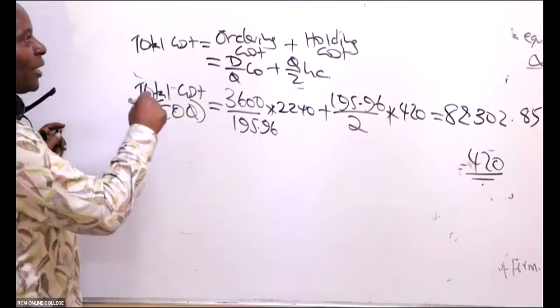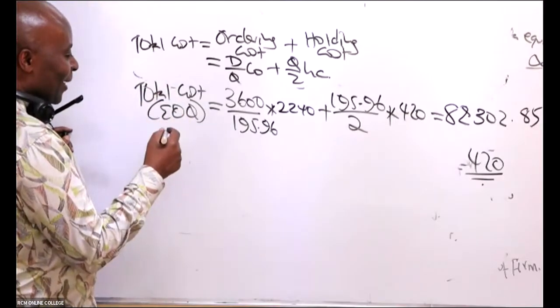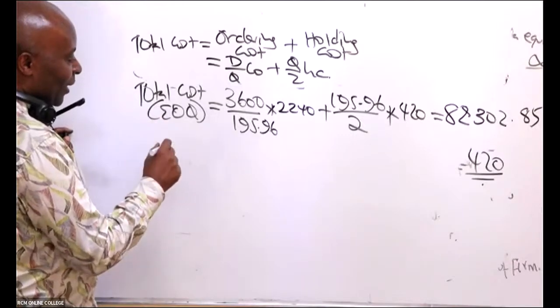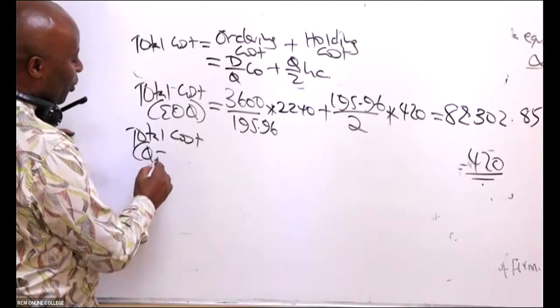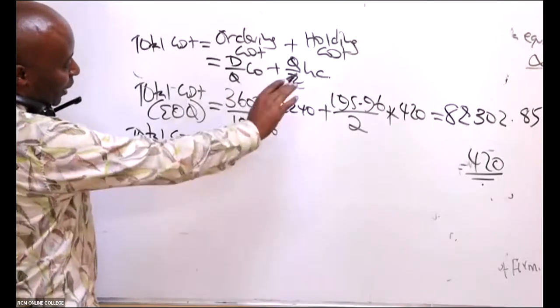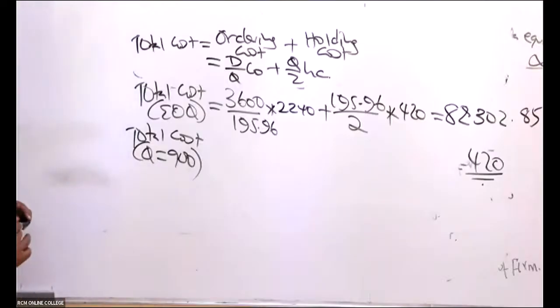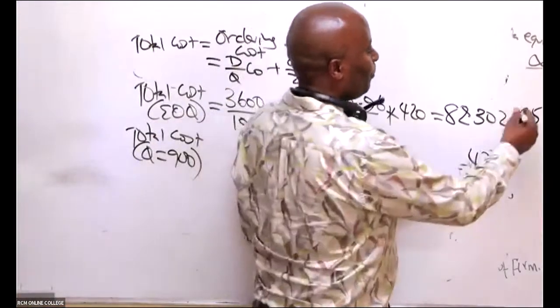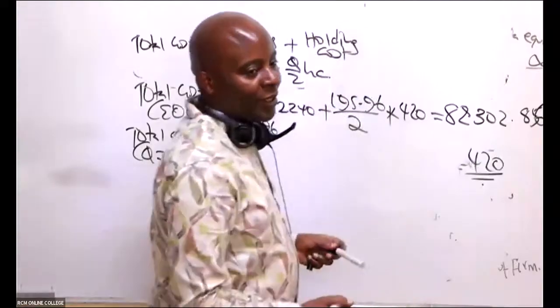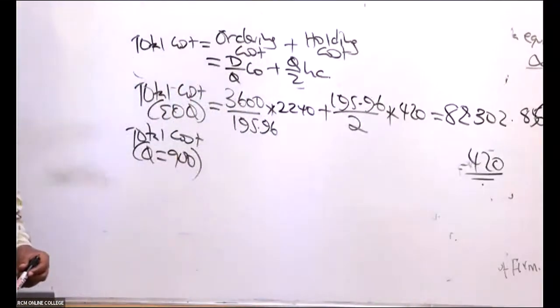Remember, currently we are getting 900 every 3 months. 900 to serve us for 3 months, eh? So give us the total cost whenever Q is 900. Substitute in this, so that we can get the savings. Final answer, have you gotten that? 0.86. 0.86 like that. Are you able to follow?